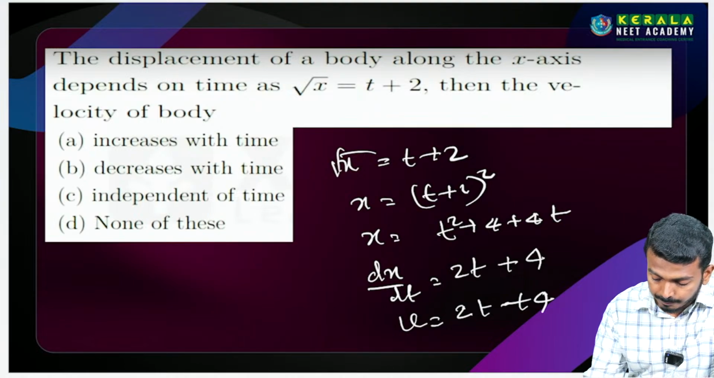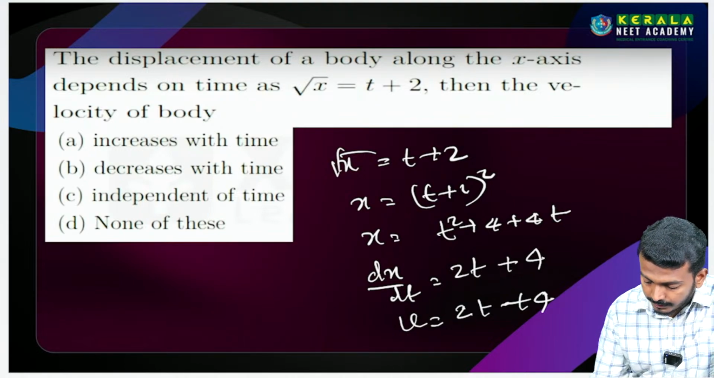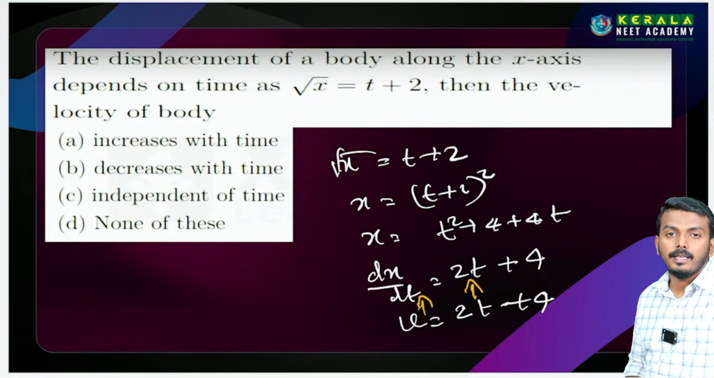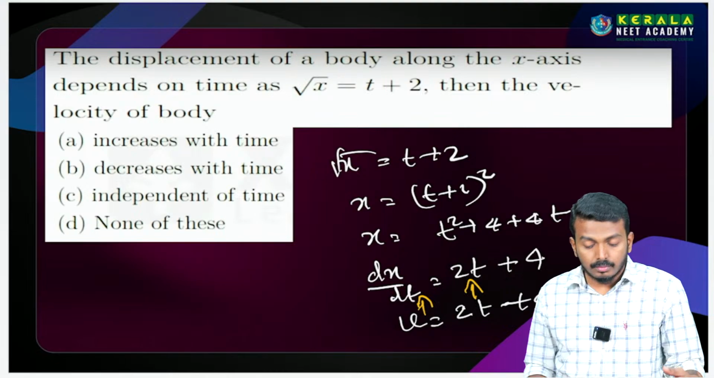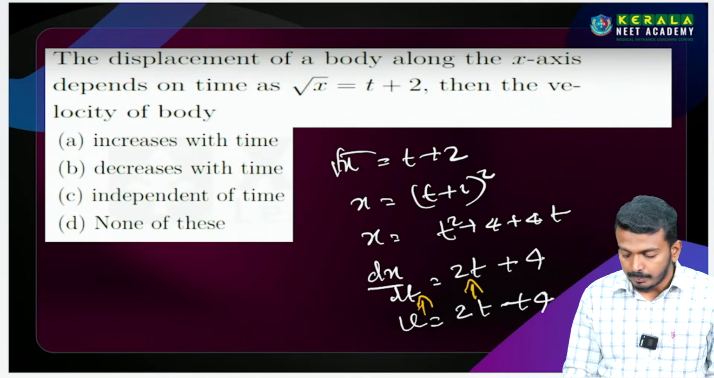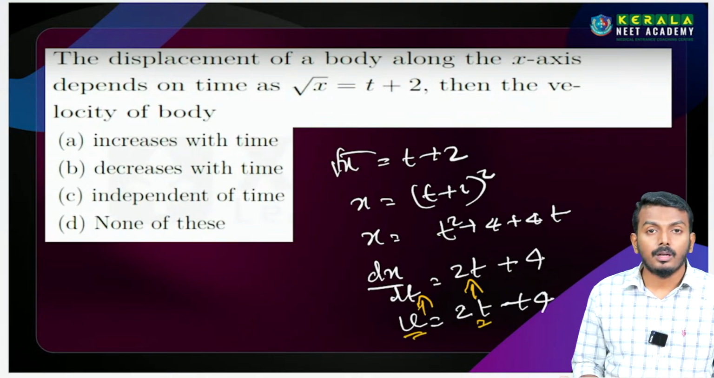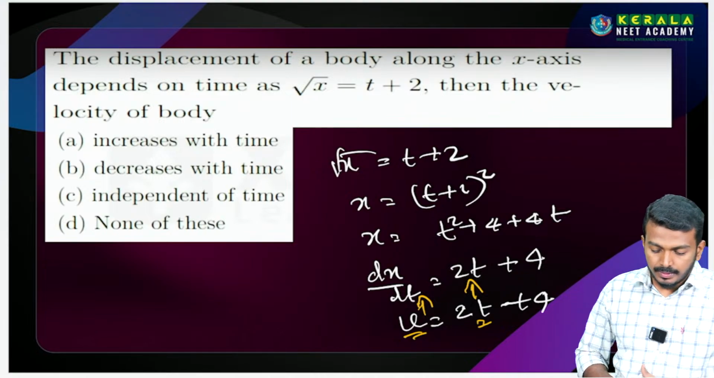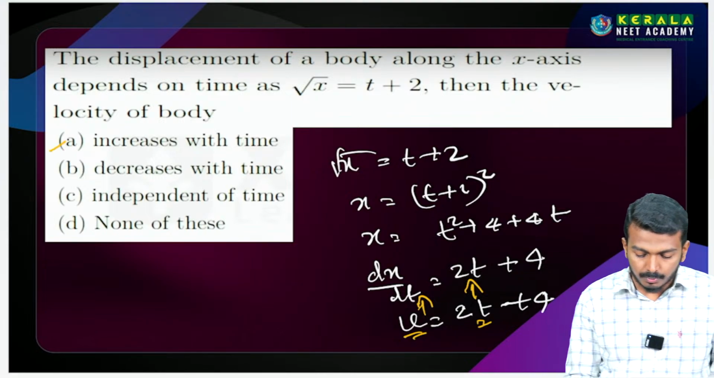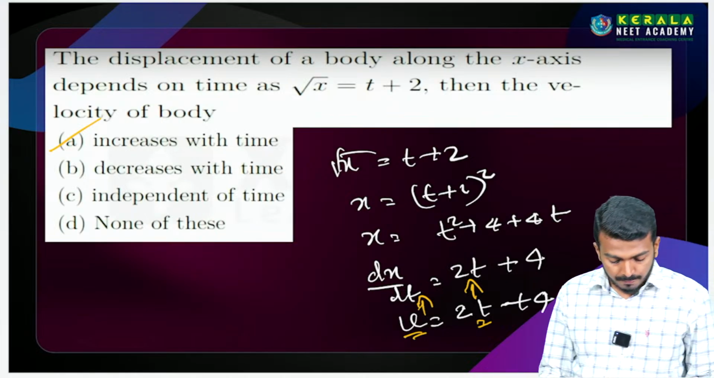What is the meaning of this? If the time increases, what happens? The velocity increases. Why? The velocity function depends upon the time. So when time increases, no doubt at all, velocity automatically increases. Answer is increases with the time. What option? Option A. Okay.